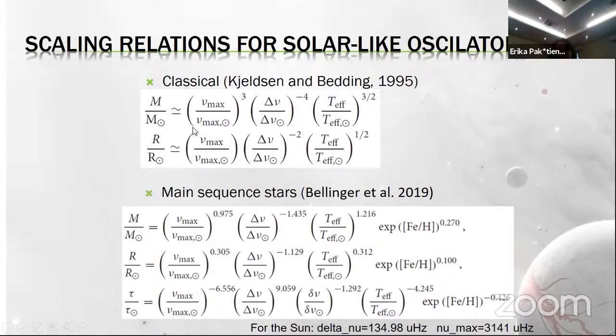The upper two relations were proposed around 20 years ago, but they are still in use. But some scientists are trying to get more precise equations. As an example, three relations proposed by Bellinger in 2019 are given here, which fit main sequence solar-like pulsators well.